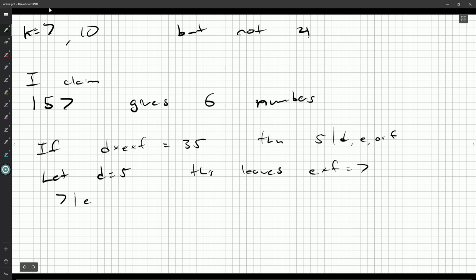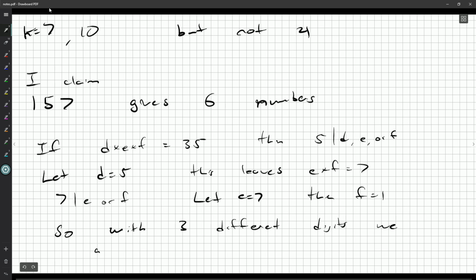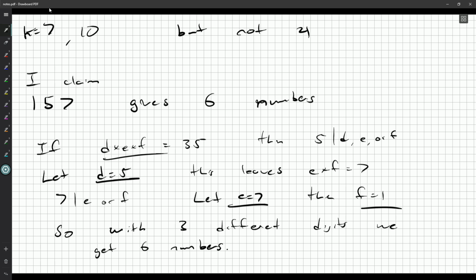7's a prime, so 7 divides e or f. And if we let e be 7, again, the prime thing's going to work. Then f must be 1. So with 3 different digits, we get 6 numbers as claimed. But we've shown that it would have to be a 5, a 7, and a 1. Okay, so you can't say, all right, yeah, you get 6 numbers, but do you get others? No. So 6 works. Now it's just down to 9.